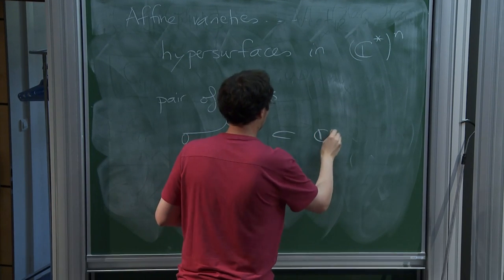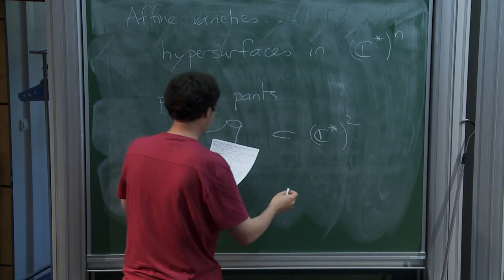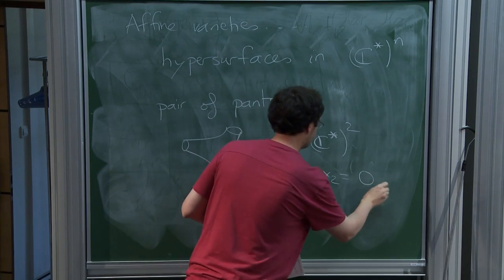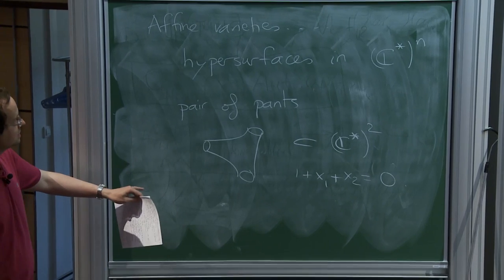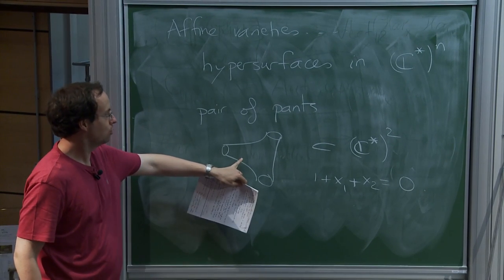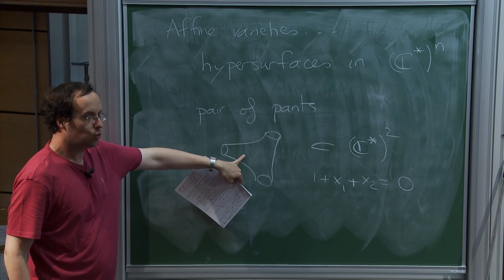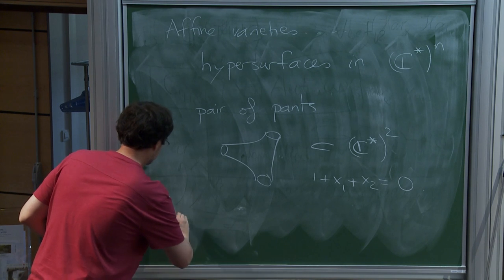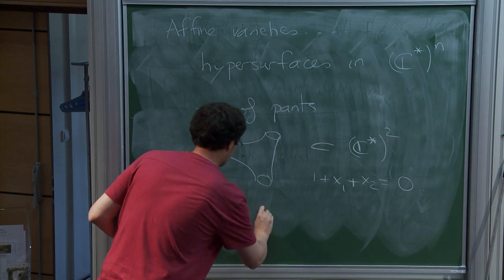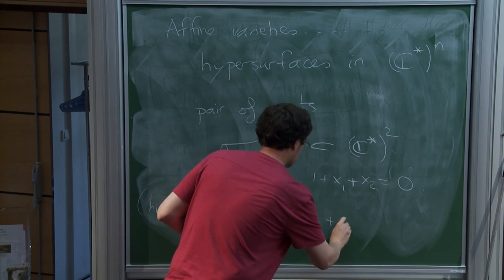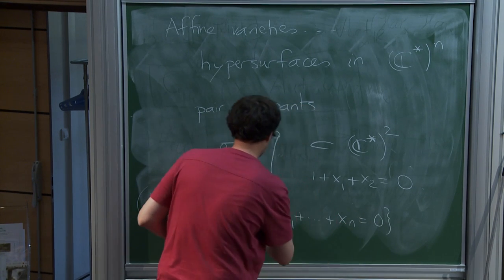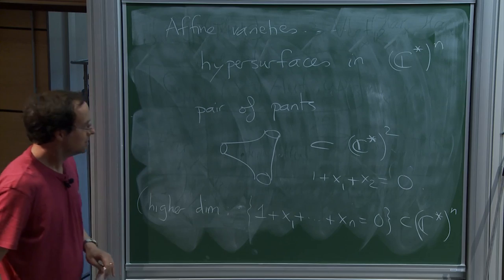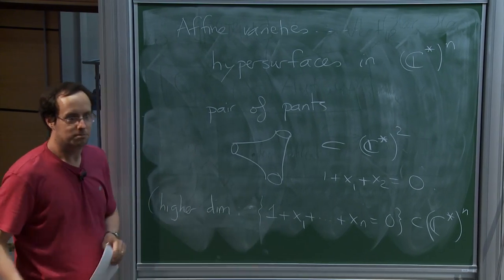which is, after all, a hypersurface in C star squared, defined by the equation 1 plus x1 plus x2 equals 0, for example. And then when I need slightly less simple examples, I will think of, for example, other Riemann surfaces in C star squared or higher dimensional pairs of pants, so this is the n minus one dimensional pair of pants, and it looks, well, like this, but bigger.